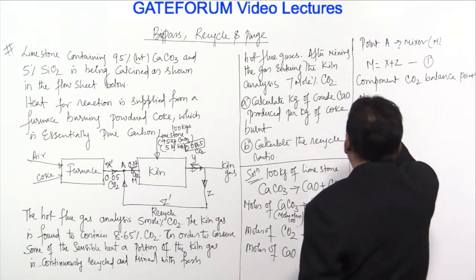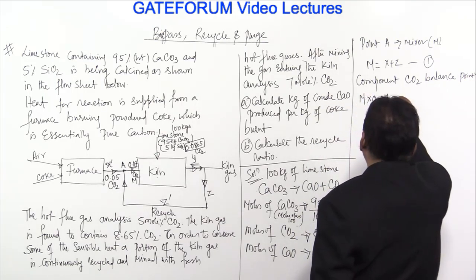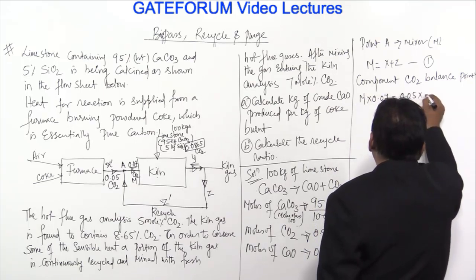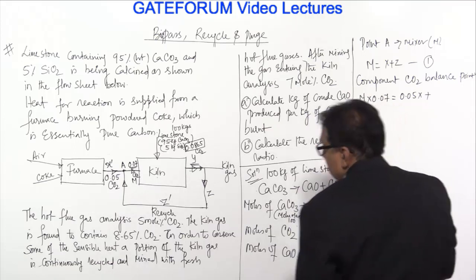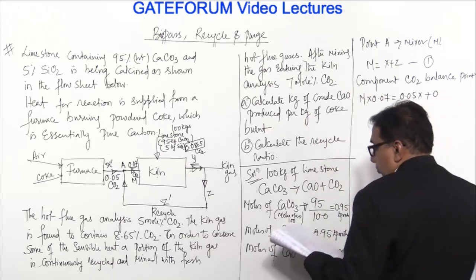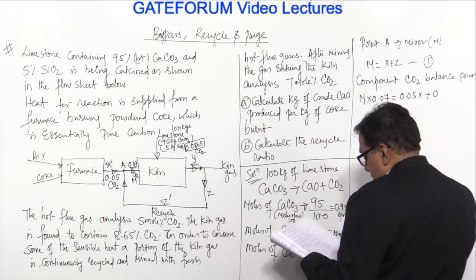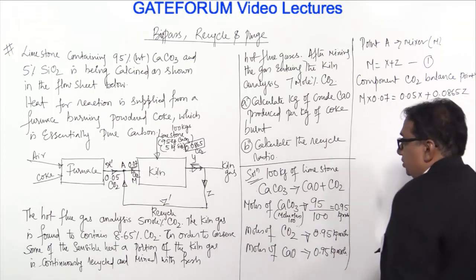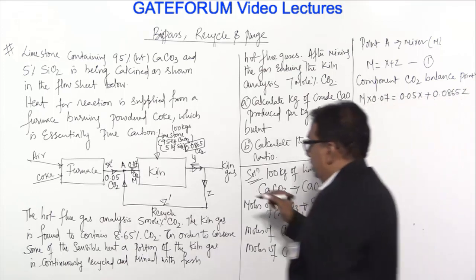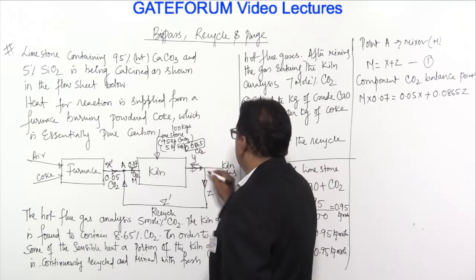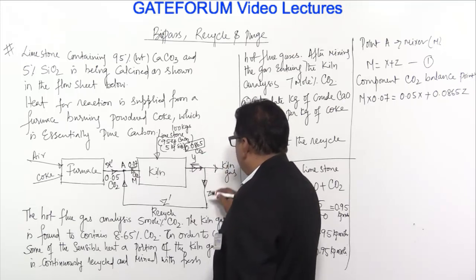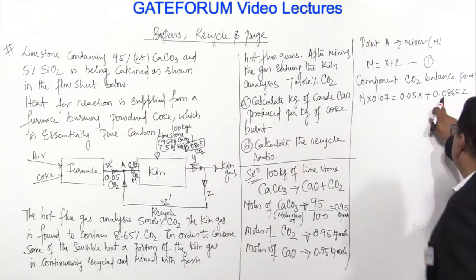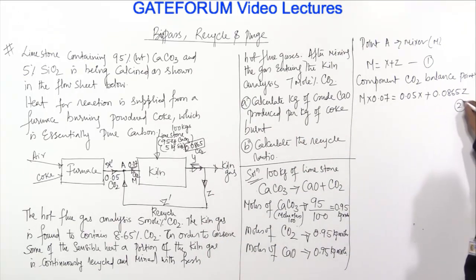CO2, how much is the CO2? 0.07 is equal to 0.05x plus 0.0865Z, because the composition won't change. Only the recycle stream which is coming here, that is being taken. So the concentration of CO2 won't change there. That's why I have taken 0.0865Z.